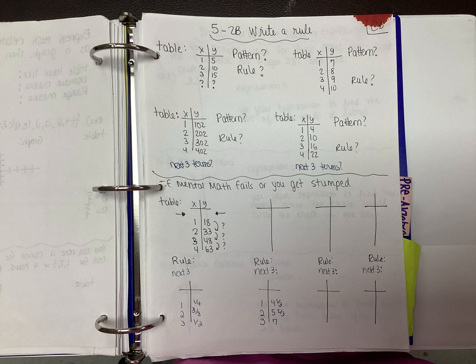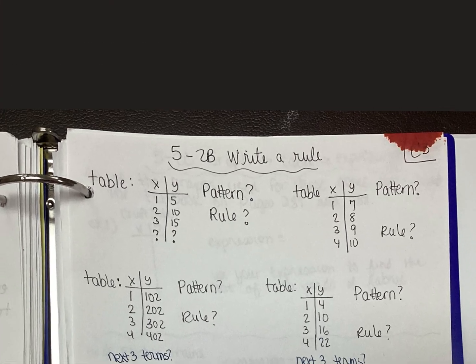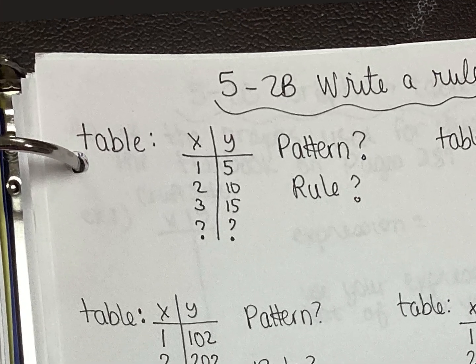All right, you can see by the title, we're going to write a rule. They're going to give us a table, and we have to figure out the pattern and write the rule. The rule is an equation. In the first table, we're going to look at 1 and the number across from it, 5; 2 and the number across from it, 10; 3, 15. Can you figure out the pattern? Type in your answer.